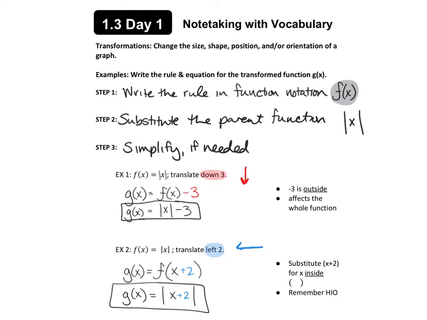To remember which one goes inside and outside, all you need to remember is VOSS and HIGH. VOSS says that vertical transformations are outside, so my vertical transformation has to go on the outside, and it's the same direction, down is down. The other one says my horizontal transformations go inside, and they're the opposite, so left should be a plus. So VOSS and HIGH are going to be your acronyms to help remember if it goes inside or outside. Thank you for that question.